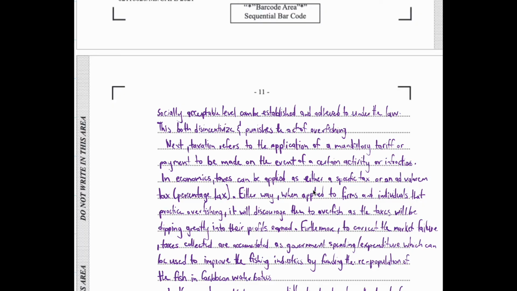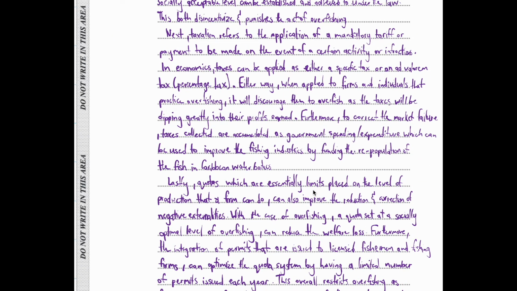So that's how we correct that market failure and also correct the negative externality because it de-incentivizes overfishing. Now, lastly, quotas.